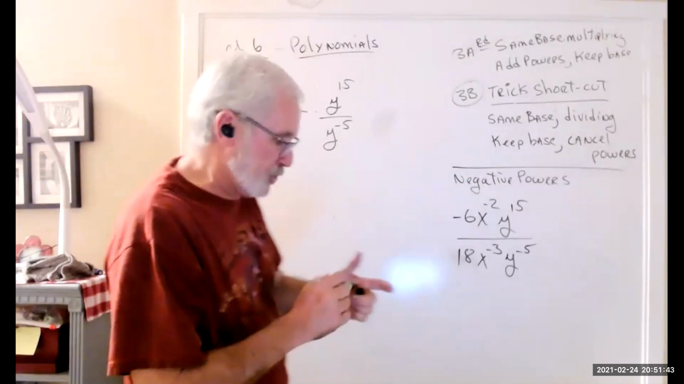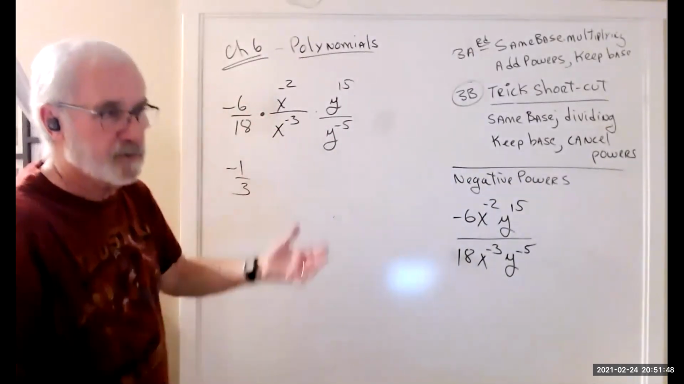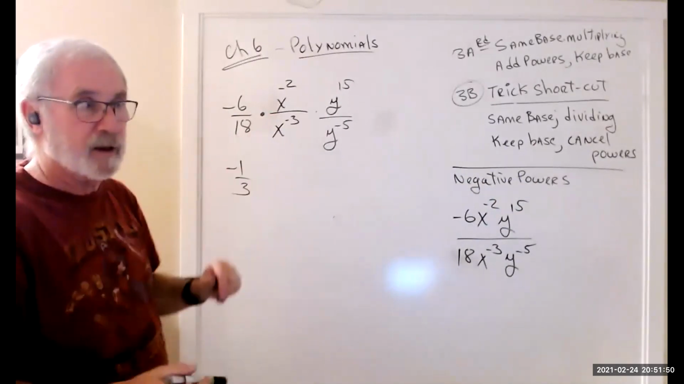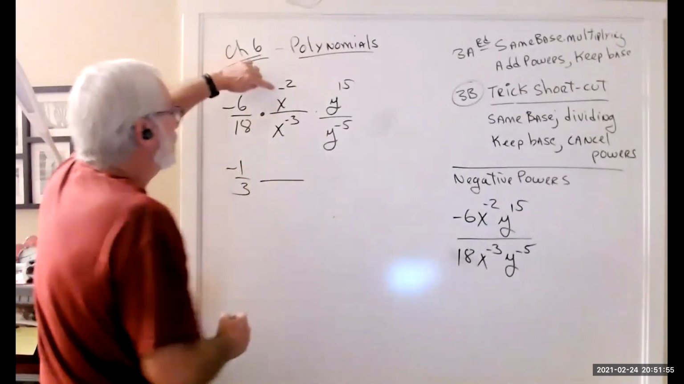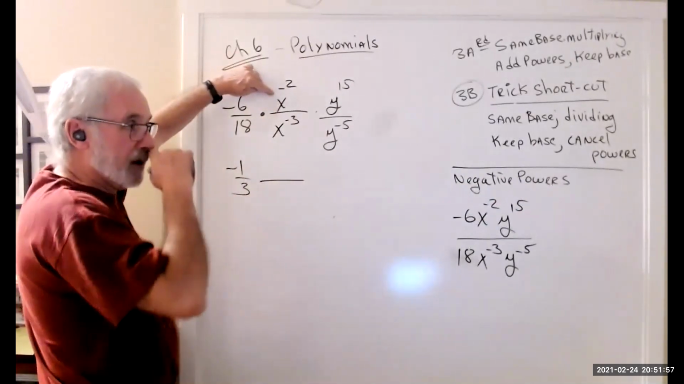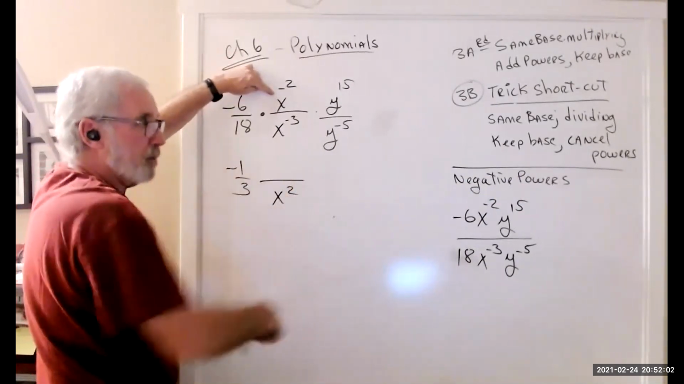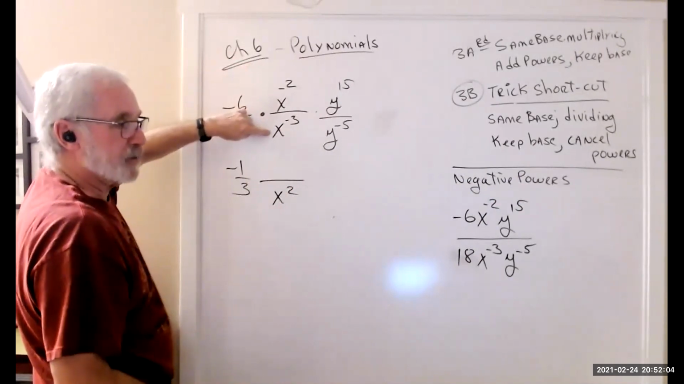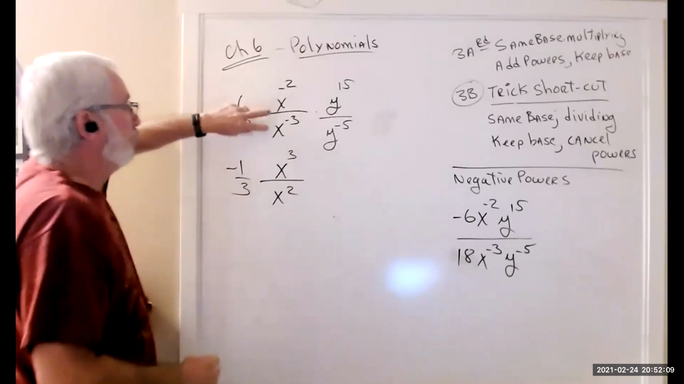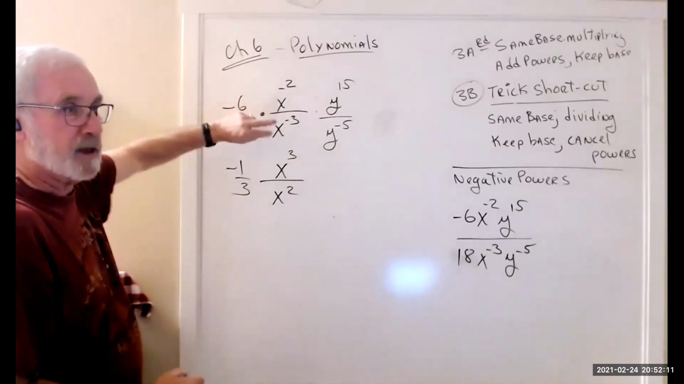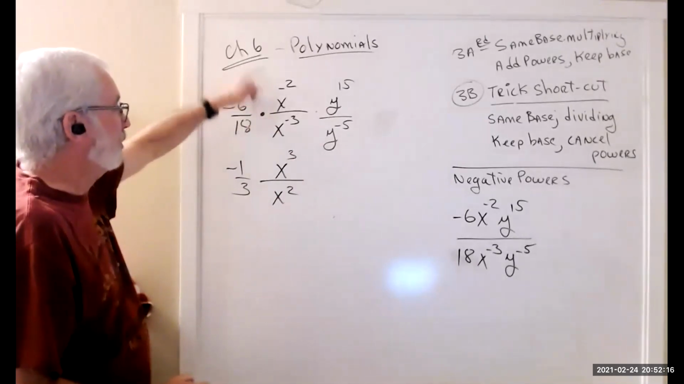So you guys as students need to pay attention to these little details. Is it a power? Then it flips. If it's not a power, it doesn't flip. All right, over here, next one. Does x to the -2 flip? Yeah, it becomes x to the +2 on bottom. Does x to the -3 flip? Yeah, it becomes x to the +3 on top. Both of these flipped because they were both negative.